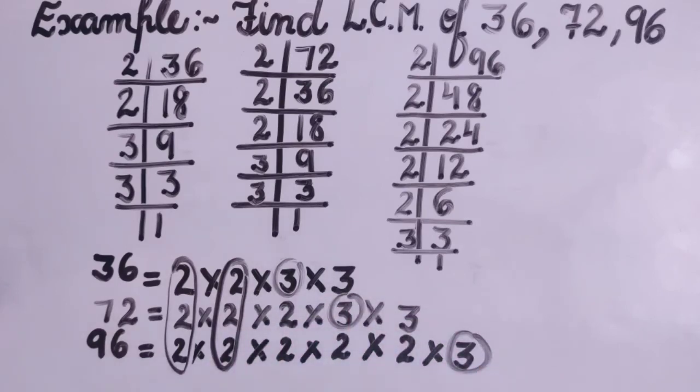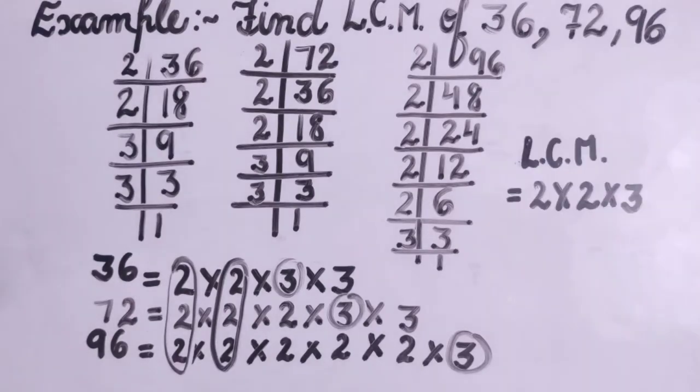Now let's find out the next common factor. See here, 3, 3. But students, one more 3 is not there in 96. So we cannot say that. And another common factor is not there. So let's write down. Now students, we will move to the third step.